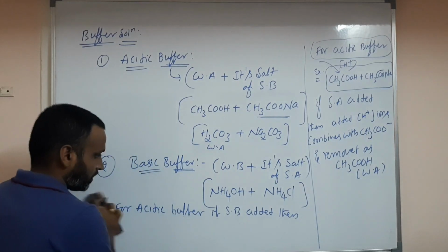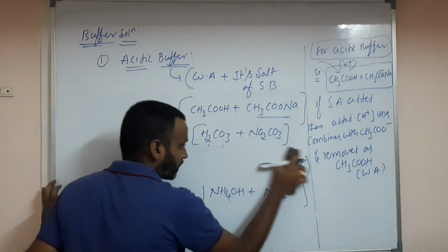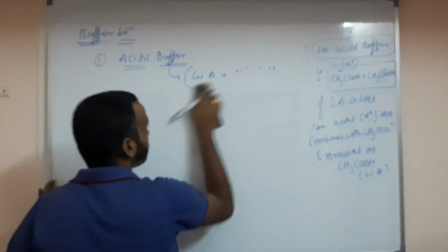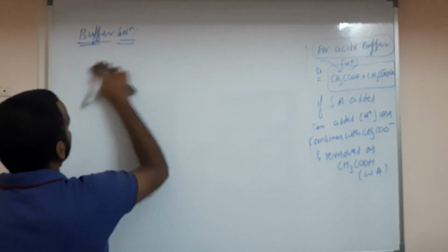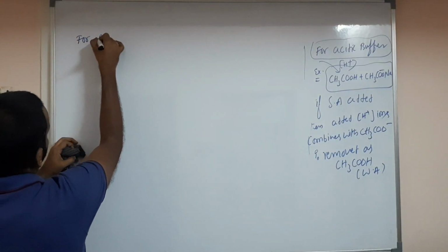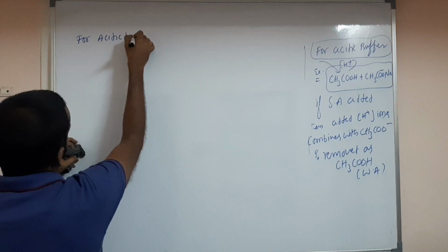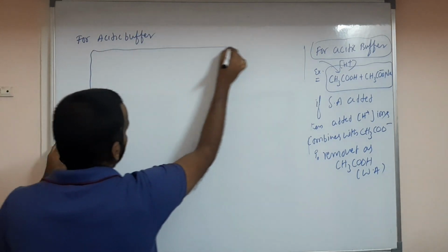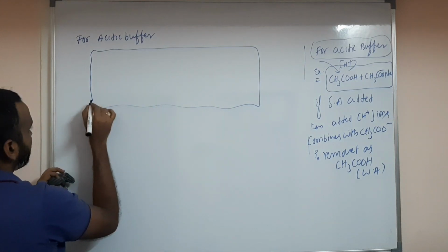So the working of acidic buffer I told you. The working of basic buffer you can also have. So at one place you can have all those things. I will write for acidic buffer. I will write two points in a small box, in a small bracket box.